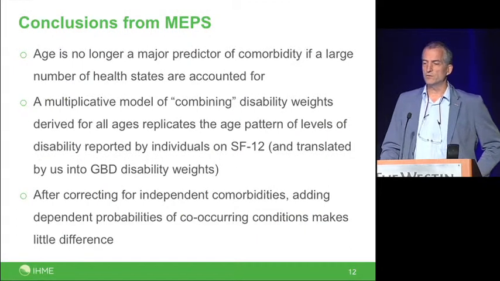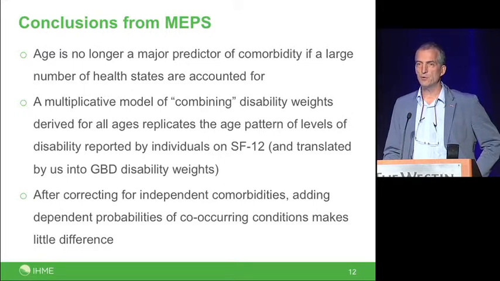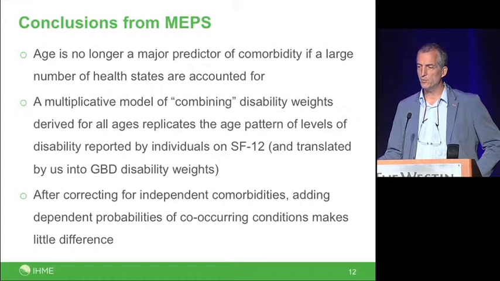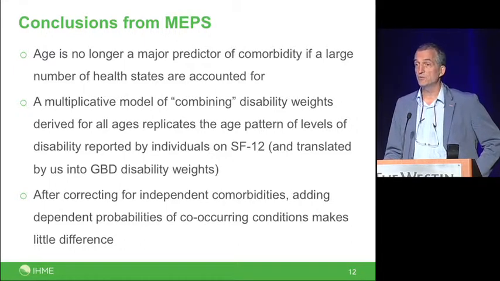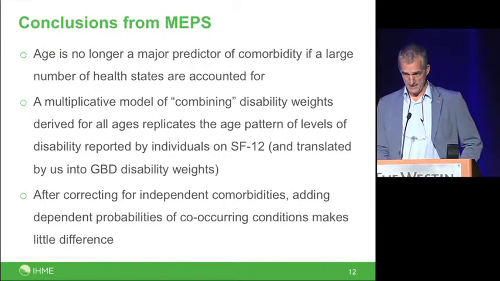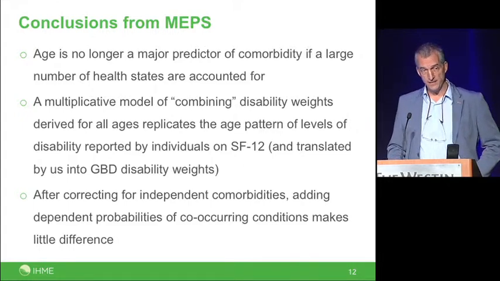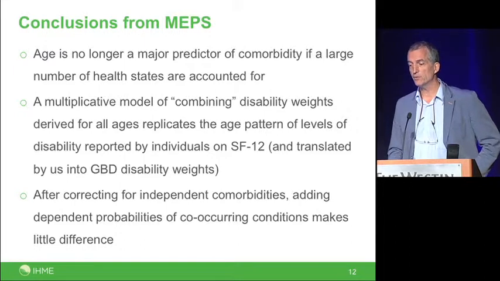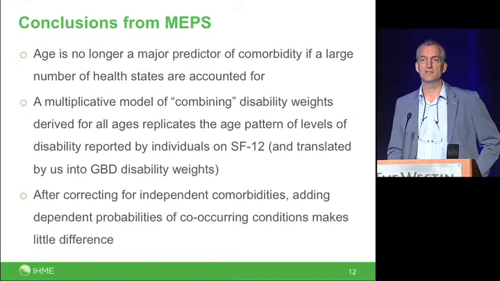So, overall conclusions. As I already said, age is not a big predictor of comorbidity, as long as you have enough diagnostic information of what the comorbid health states are. The multiplicative model seems to work. There's at least some justification in the data that I've shown you. And after correcting for independent comorbidities, adding dependent probabilities of co-occurring conditions makes little difference.